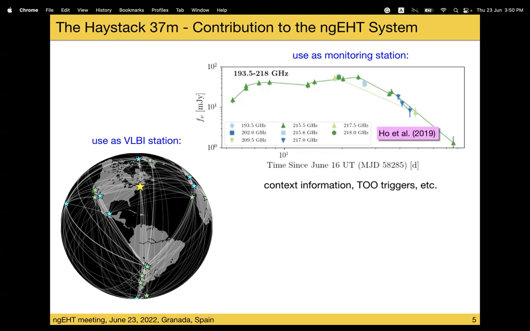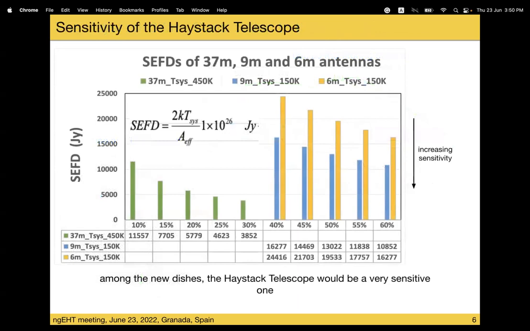And what is the sensitivity of a 37-meter telescope? Here I made this graph. Haystack is, of course, near Boston, in the town of Westford, 130 meters above sea level, but size really helps. We heard about the 6-meter antennas being repurposed for ngEHT, and then the 9-meter new dishes at other sites.